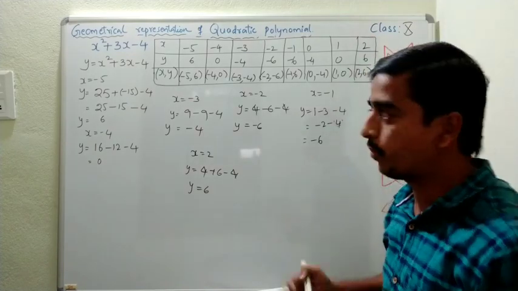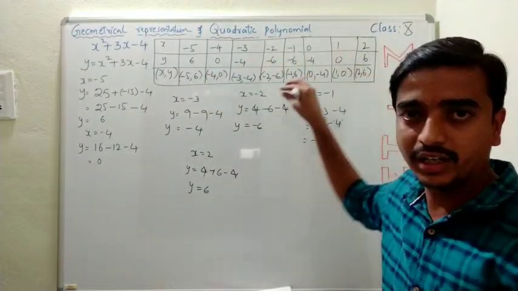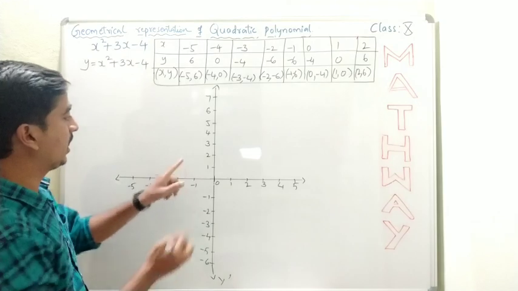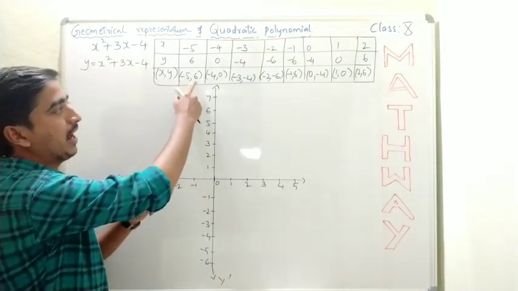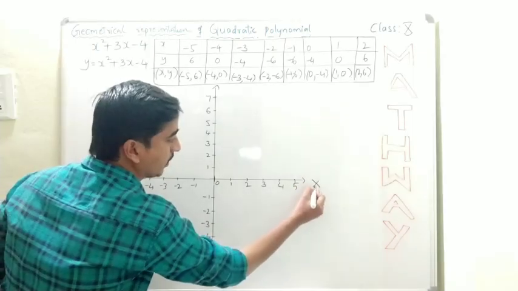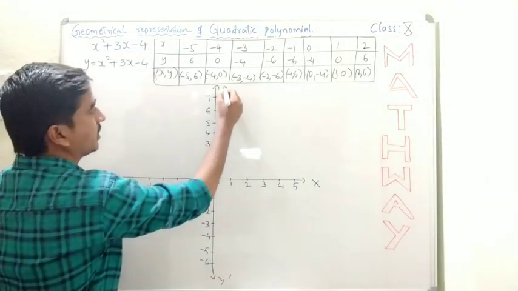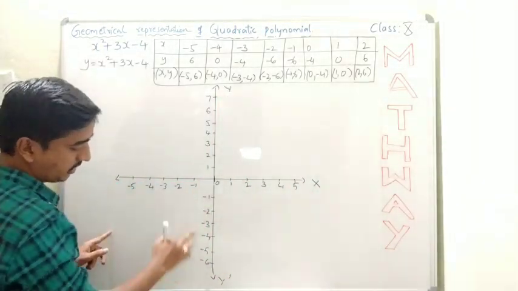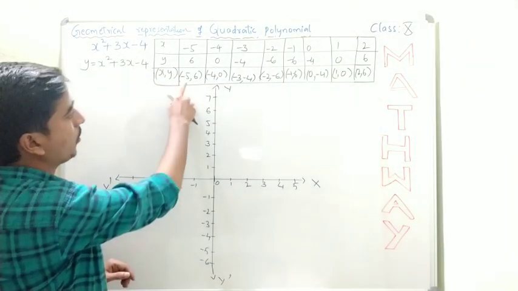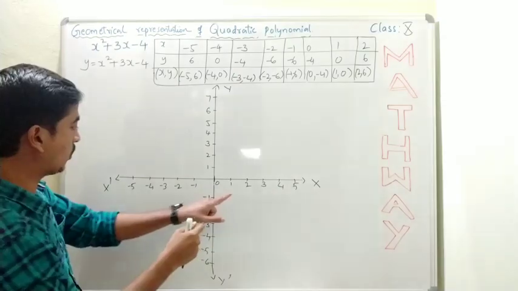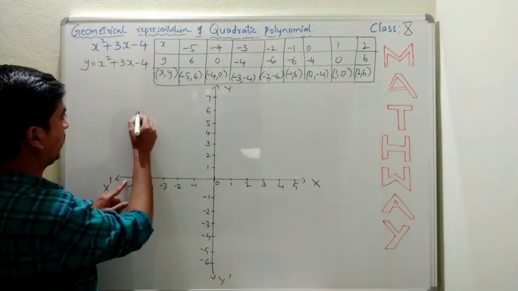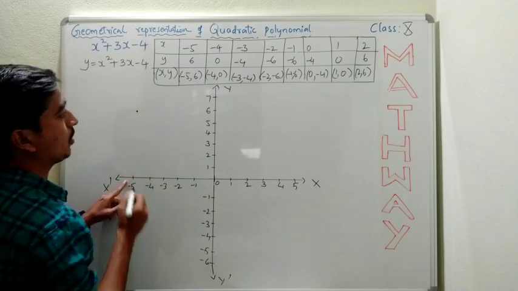So now we have to plot these points on the graph. First point is minus 5 comma 6. Its meaning is the x coordinate is minus 5 and the y coordinate is 6. This horizontal line is the x axis and this vertical line is the y axis. The negative sides are y dash and x dash. So approximately here we get minus 5 comma 6.